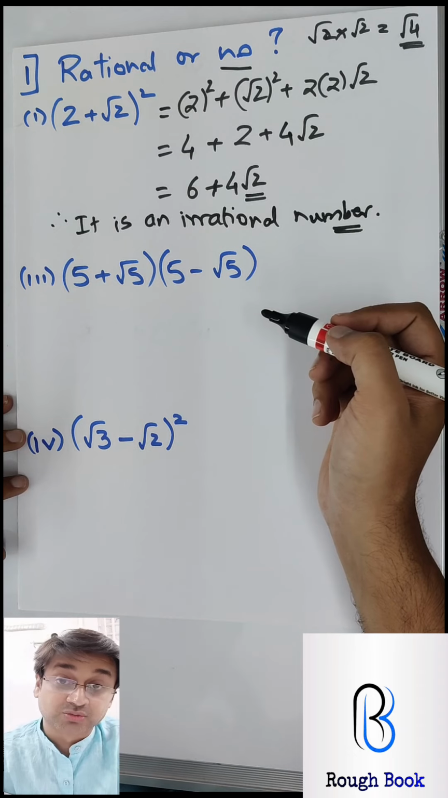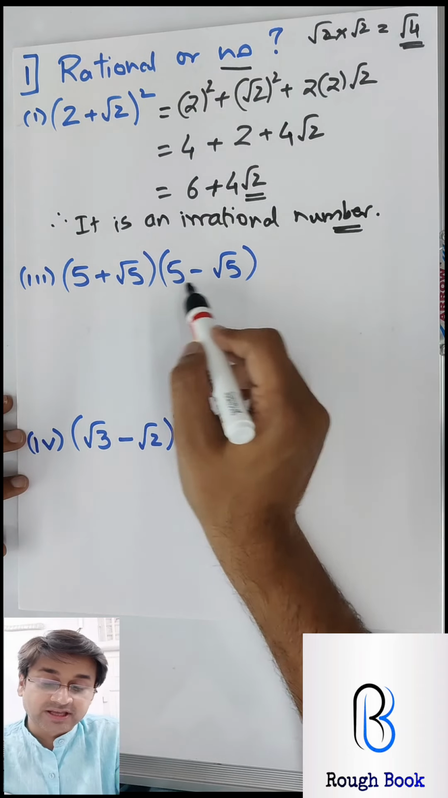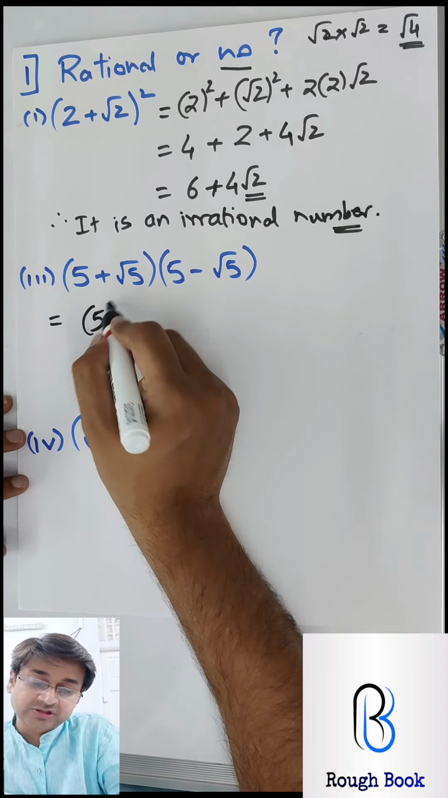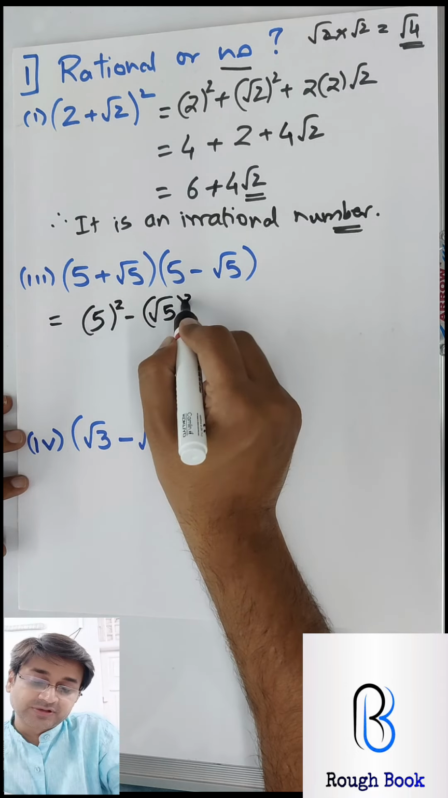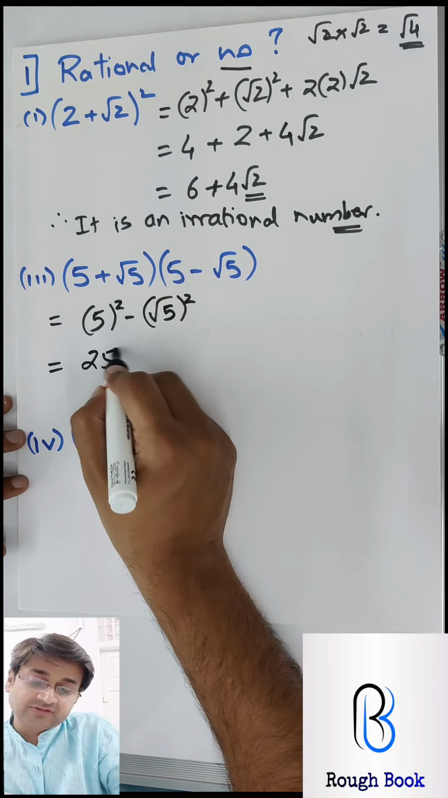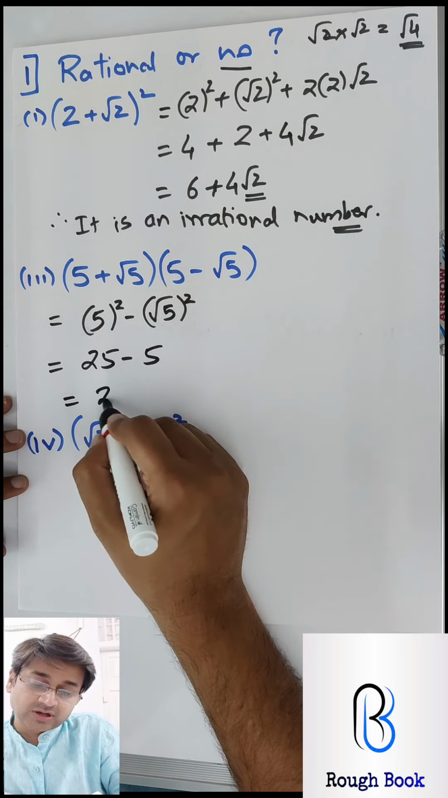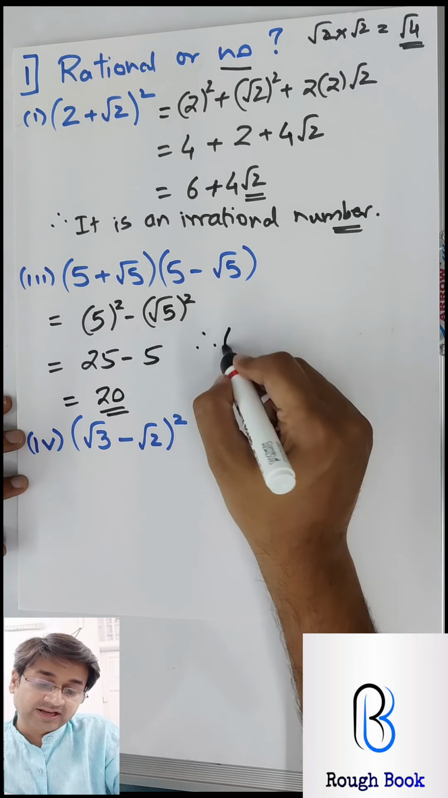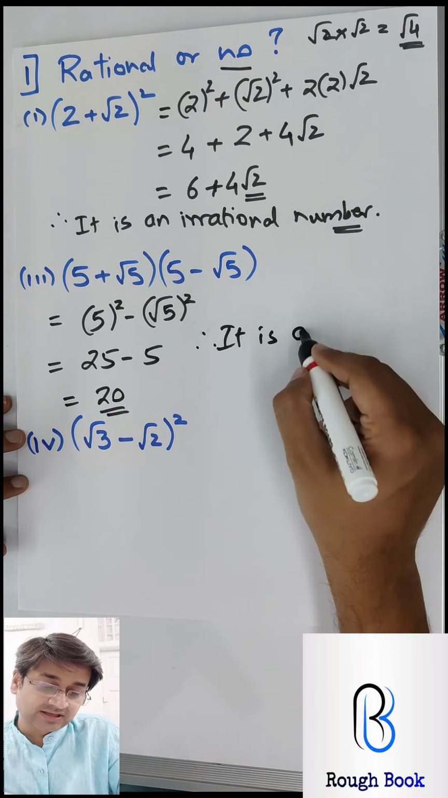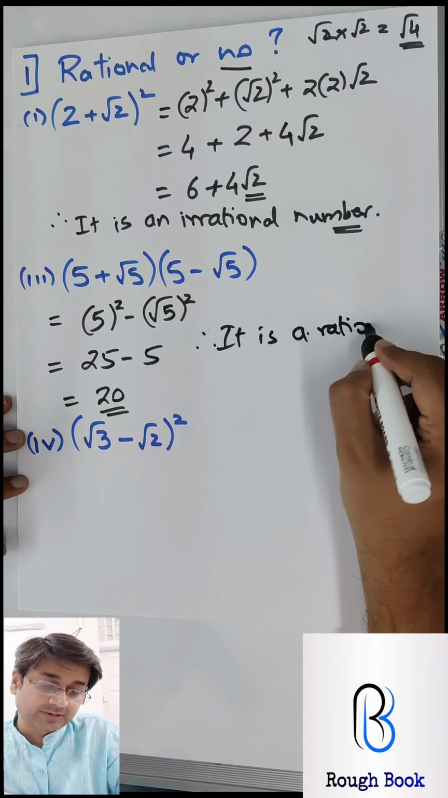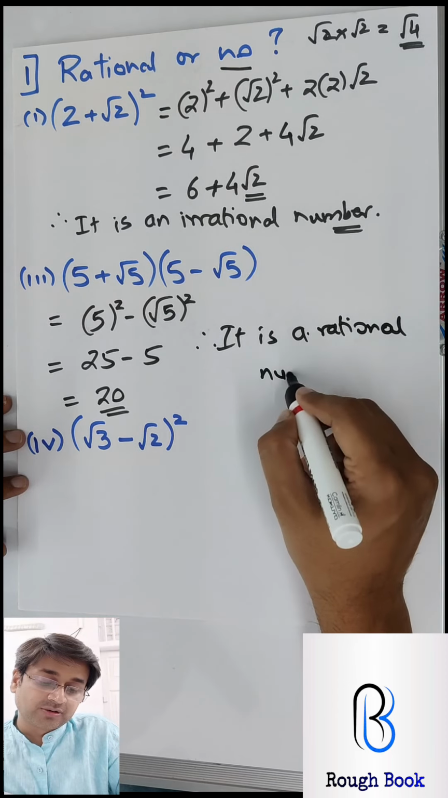Exactly the same way, can you tackle this? What formula? A plus B, A minus B, so A square minus B square. So we will say 25 minus 5. So the answer is 20. Therefore, rational or irrational? Yes, therefore it is a rational number now. Are you understanding how to do it?